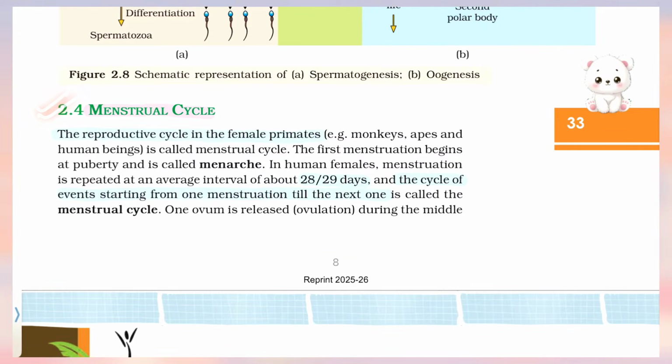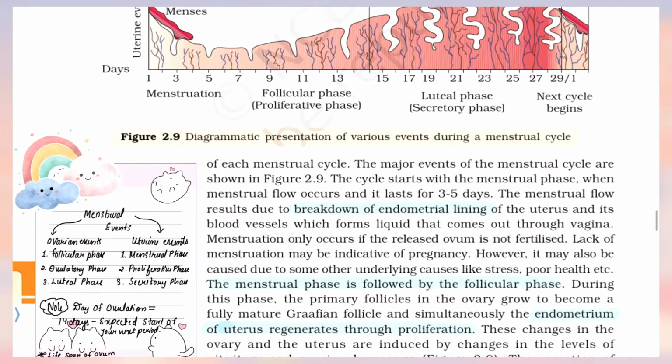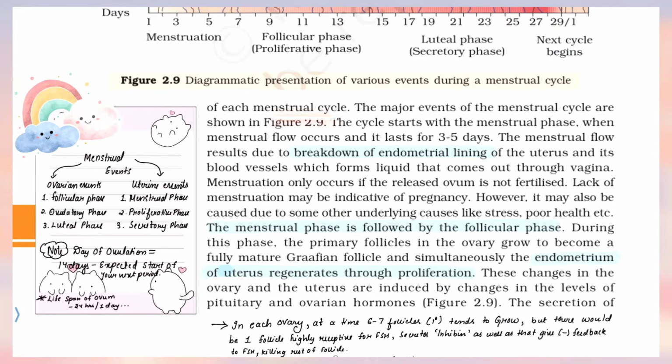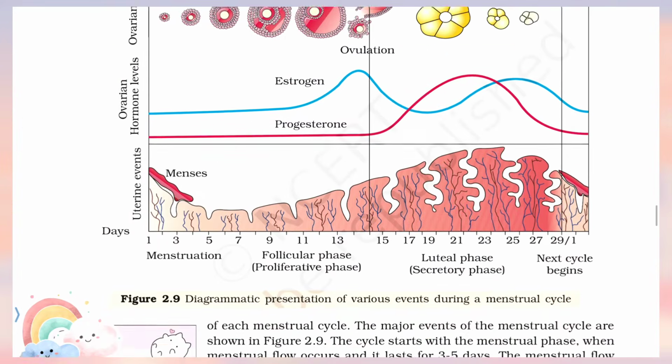2.4 Menstrual cycle. The reproductive cycle in the female primates, for example monkeys, apes, and human beings, is called the menstrual cycle. The first menstruation begins at puberty and is called menarche. In human females, menstruation is repeated at an average interval of about 28 to 29 days. The cycle of events starting from one menstruation till the next one is called the menstrual cycle. One ovum is released, ovulation, during the middle of each menstrual cycle. The major events of the menstrual cycle are shown in figure 2.9. You can check it out.